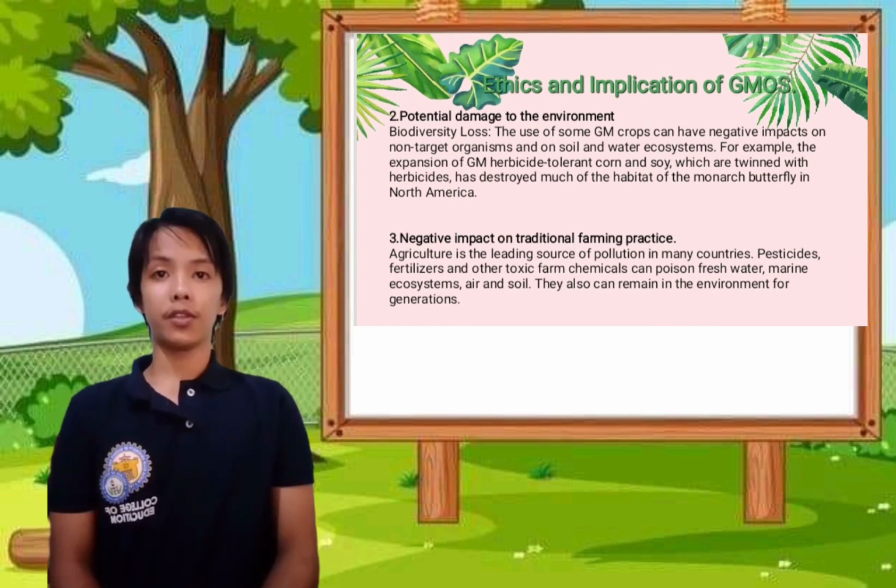Number 3, negative impact on traditional farming practice. Agriculture is the leading source of pollution in many countries. Pesticides, fertilizer, and other toxic farm chemicals can poison fresh water, marine ecosystems, air, and soil. They also can remain in the environment for generations.